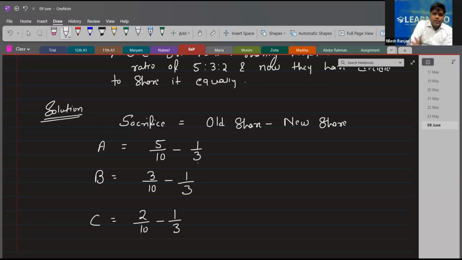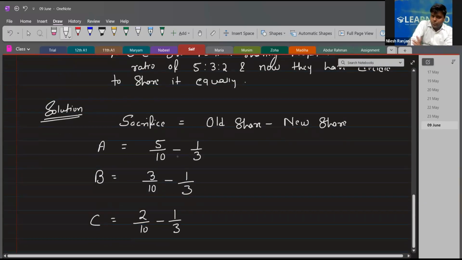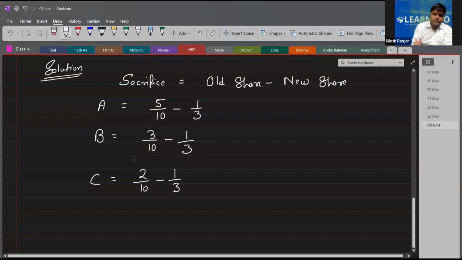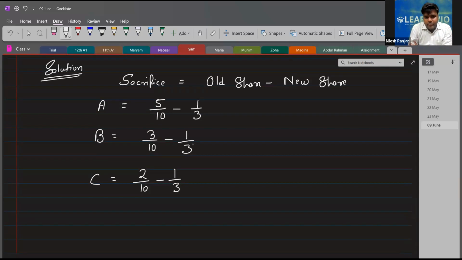Now first of all, you know how to write the ratio. You already understood this part in fundamentals of partnership. Yes? Yes, sir. Okay. So 5/10 minus 1/3, 3/10 minus 1/3, 2/10 minus 1/3. How I have written these shares, you don't have any confusion in that? No, sir. Okay. So if you take the LCM of these two, it will be 30.